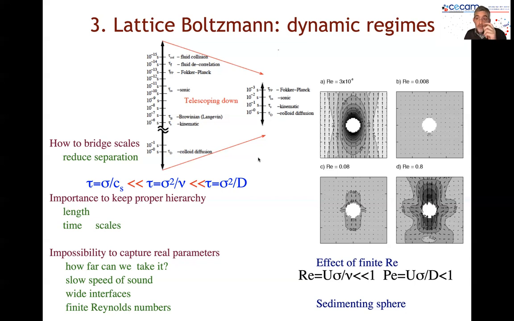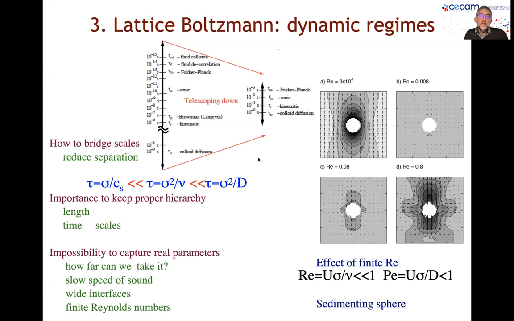Okay, so that's something that is intrinsic to all these models, which means it's difficult, if you want to do a realistic simulation of time scales, all these methods will fail one way or the other. But still, what is important is that at least you keep the hierarchy, so that the propagation of sound is faster than diffusion of momentum, and is faster than the diffusion of the particle. That poses limits in how you can choose the viscosity of your system, or the parameters that you put into a lattice Boltzmann, depending on what processes you want to look at.